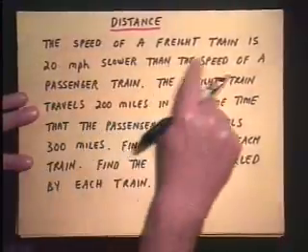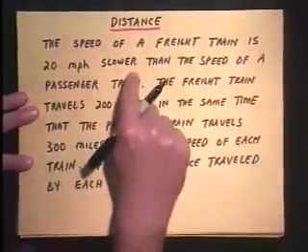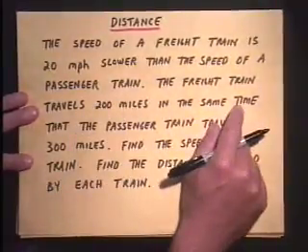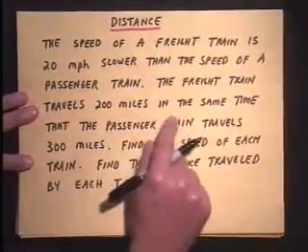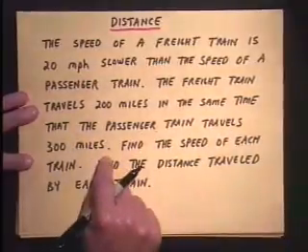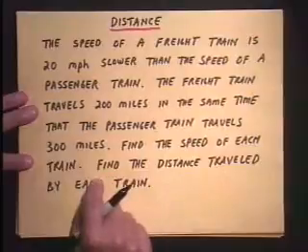All right, the speed of a freight train is 20 miles an hour slower than the speed of a passenger train. The freight train travels 200 miles in the same time that the passenger train travels 300 miles. Find the speed of each train.